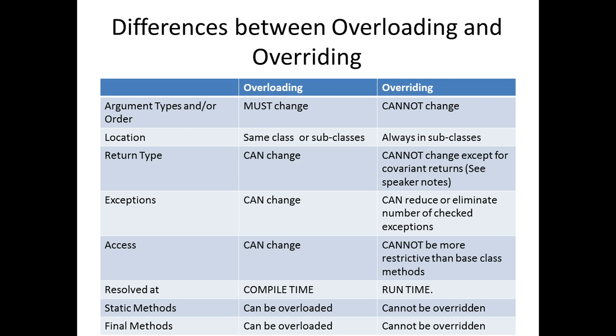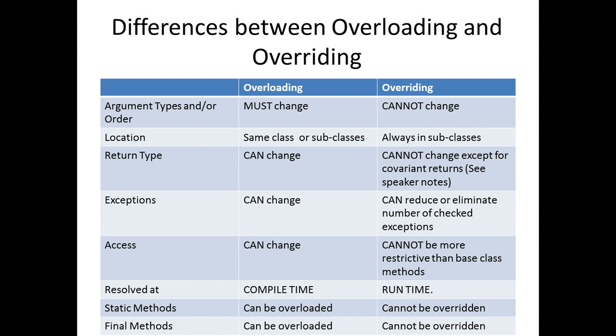So these are some of the differences between overloading and overriding. In overloading, the argument types and order must change. In overriding, they cannot change. The location of overloaded methods can be in the same class or subclasses, whereas in overriding, you always override in the subclass. And the return types, exceptions and access can change from one overloaded method to the other.